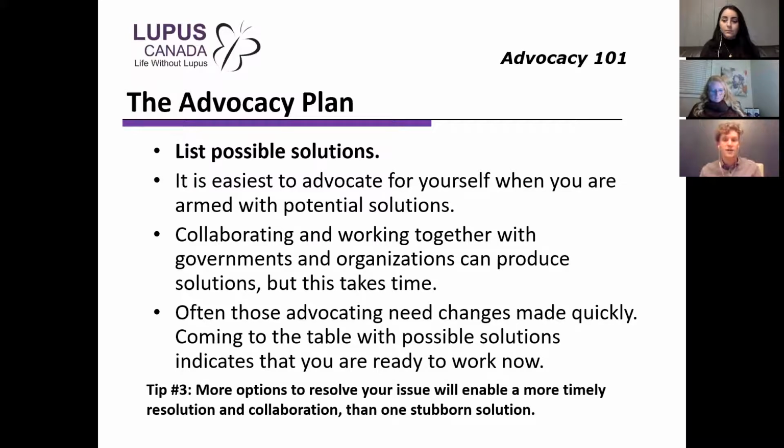Collaborating and working together with government or organizations will produce solutions, and it does take time. It's not like everyone's issue is going to be resolved immediately just by saying, I have 5 solutions to this issue. But it's about building a good, positive relationship and saying, we can work together on this. And it may be frustrating at times because it doesn't feel like it's moving quick enough. But as long as you're working in a collaborative, positive environment, eventually it should get there. Often those advocating need changes made quickly. Coming to the table with possible solutions indicates that you're ready to work now.